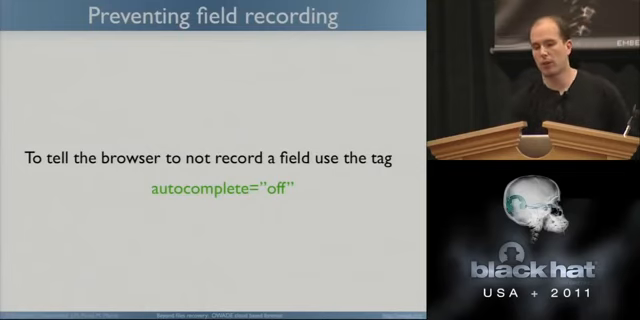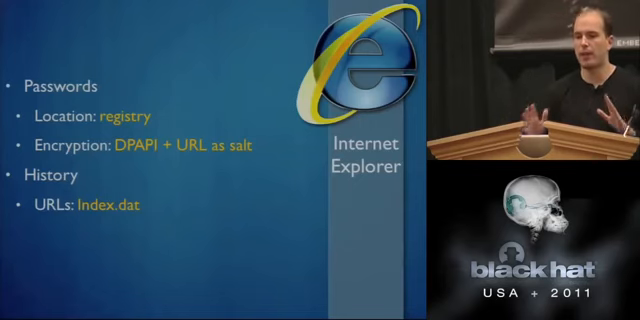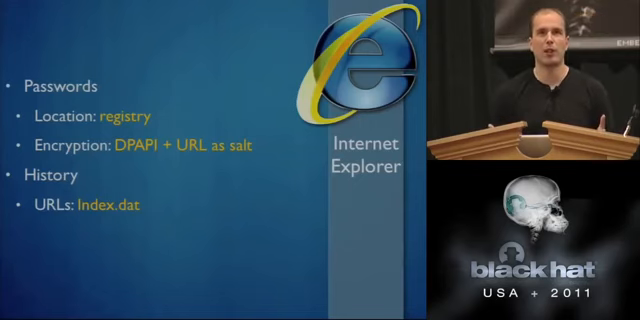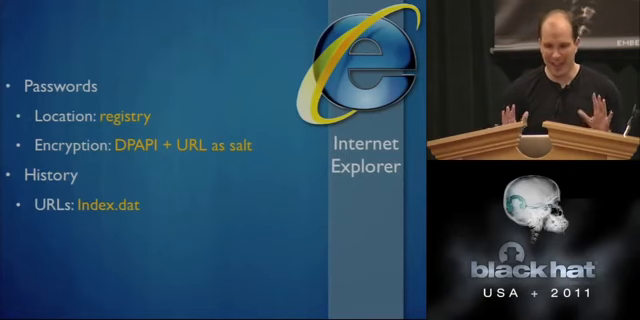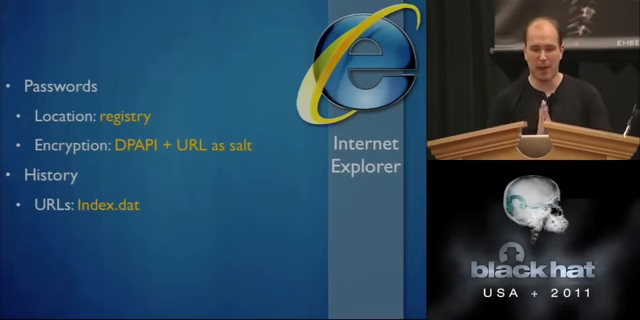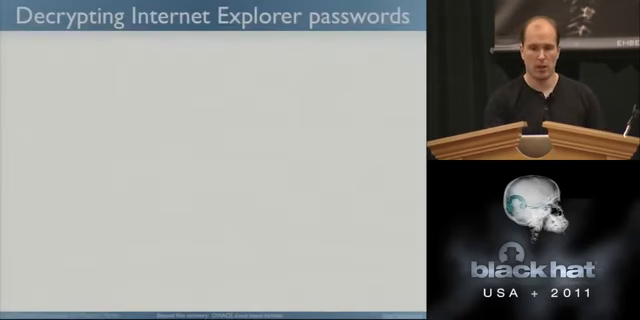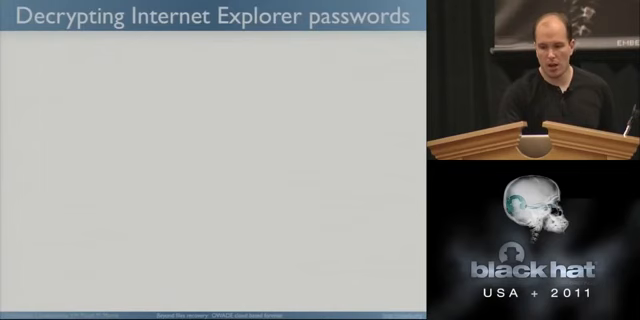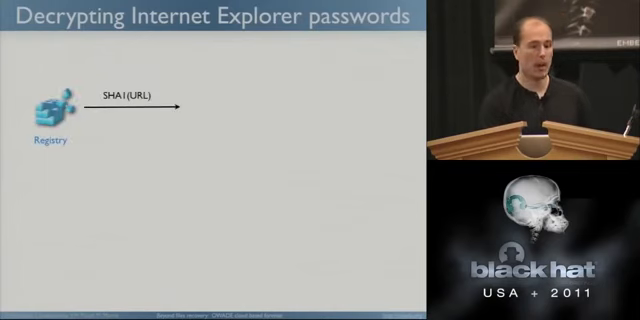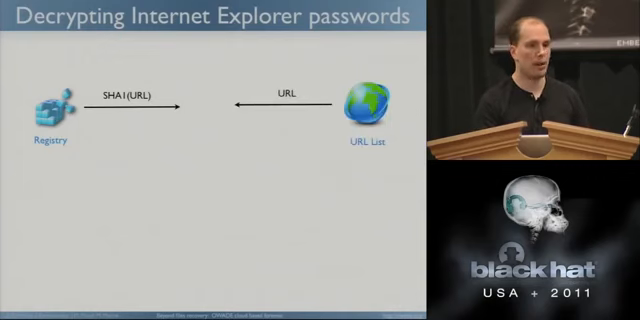How IE works. IE has a very, very clever way. I have to say IE is clever. IE has a very clever way to store passwords. They use DPAPI, and they have a very nifty trick, which is they use the URL as a salt. So here's how it works. You have the SHA-1 of the URL. So you have to compute the SHA-1 of the signing URL on the website.